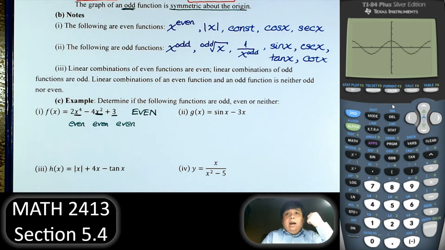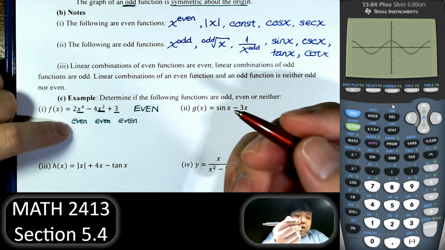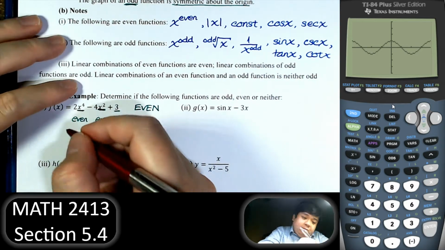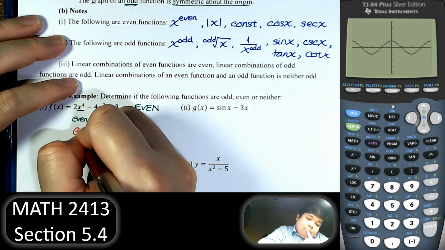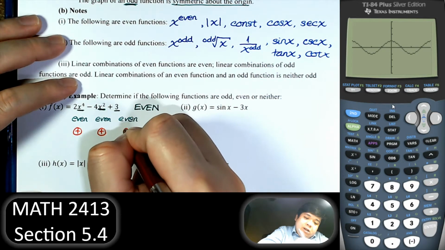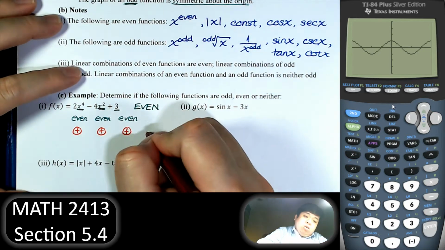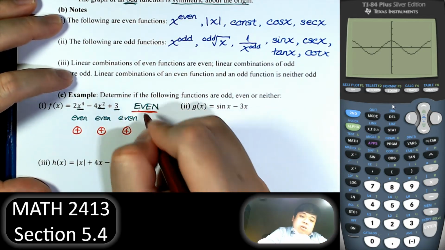Now, take that to a higher level. I will write this: an even function is characterized by a positive. In that case, we have all the positives combined together. It's going to be positive. So therefore, it is still even.